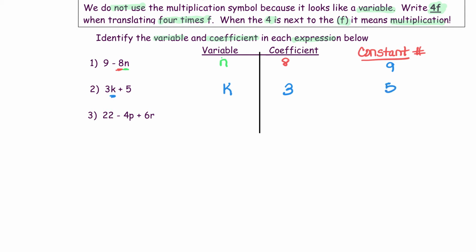Number 3, 22 minus 4p plus 6r. In this case now, we have more than one variable. I see a letter here and a letter here. So the variables for number 3 would be p and r. What are the coefficients? The coefficients, remember, are the numbers that are next to the letter. The coefficient in this case would be the 4, and for the other one, the 6. Is there a constant in that expression? Absolutely. That constant would be the number 22. Nice job. Let's go on to the next page.